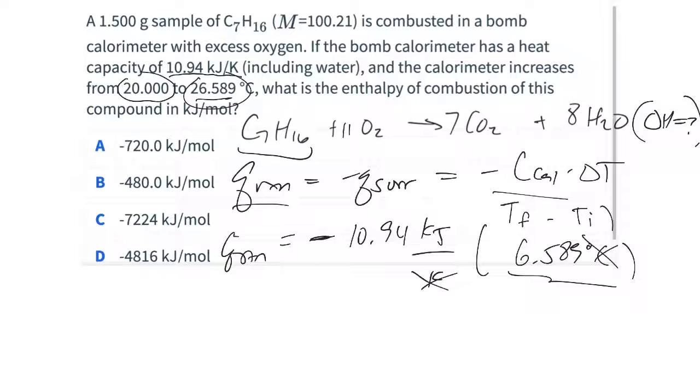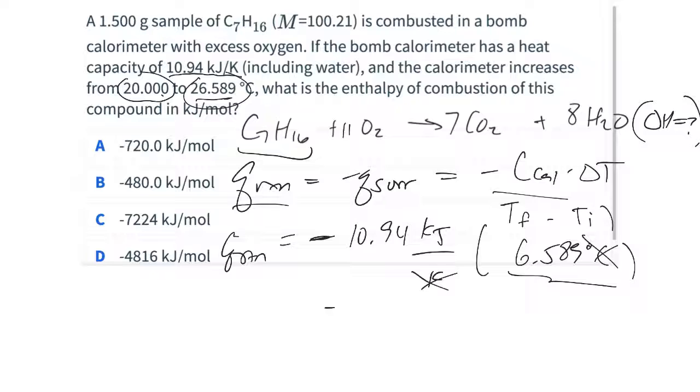If you really want to convert to Kelvin, convert 20 degrees C to Kelvin, convert 26.589 to Kelvin, then take your difference and see that it's the same numerical value as in degrees C. Or just recognize you can cancel, in a difference of temperatures, degrees C into Kelvin. So that might have been an issue with a few of the problems.